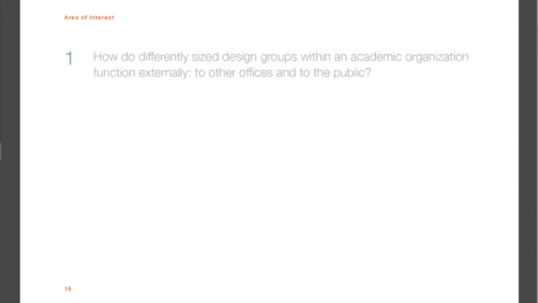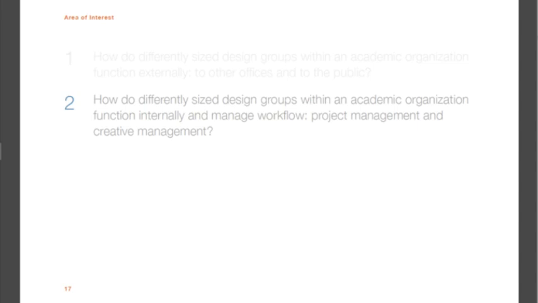First, my area of interest. It's comprised of 3 different parts: my research question, a research map, and then the keywords. First, the research questions. My research question is actually 4 different parts. Part 1 is, how do differently sized design groups within an academic organization function externally to other offices and to the public? Question 2, how do differently sized design groups within an academic organization function internally and manage workflow in terms of project management and creative management?